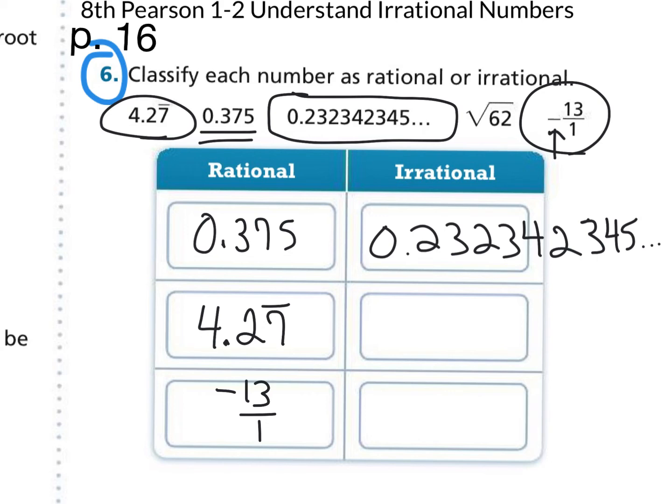And finally, we have the square root of 62. It's pretty close to something. Square root of 64 is 8, because 8 times 8 is 64. But square root of 62, we can't get a whole number times itself to equal 62. So that one is going to be irrational.